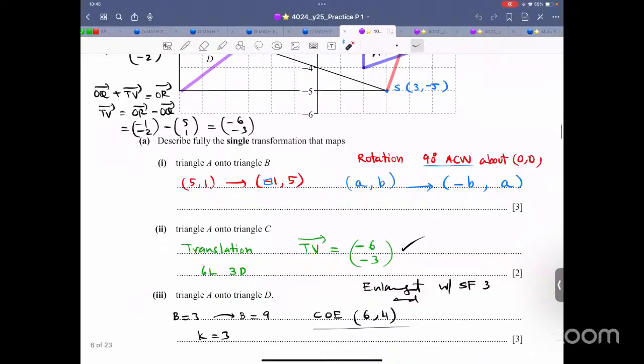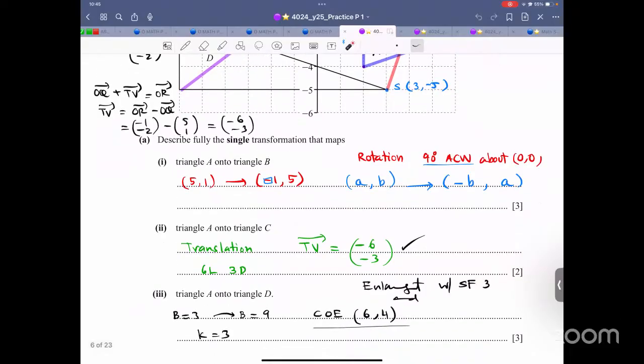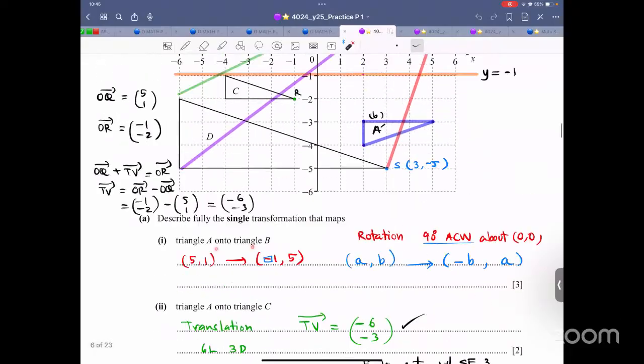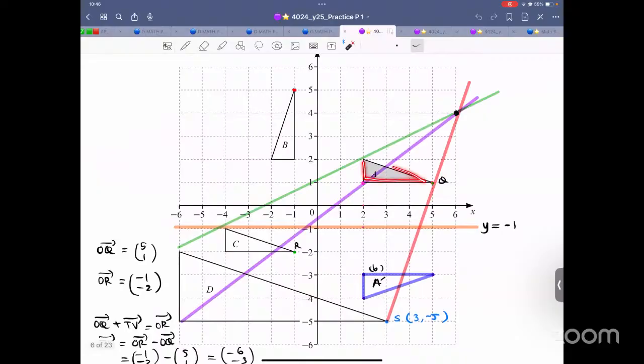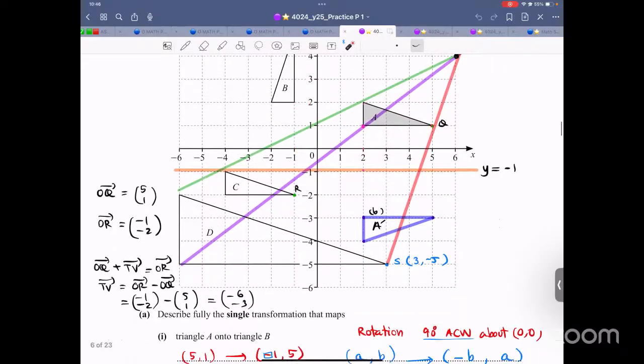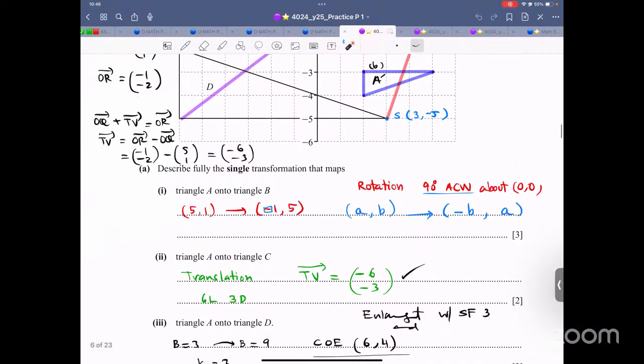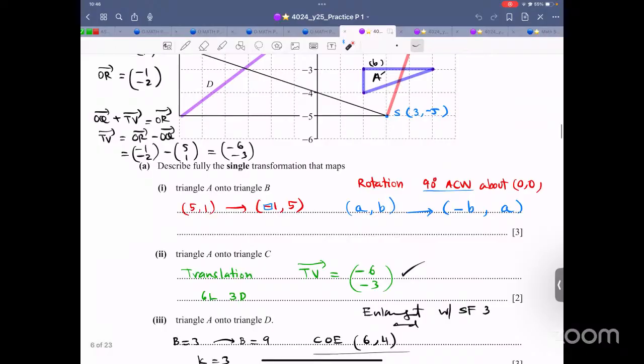Something like this. Describe a single transformation that maps A onto B. So this is A. This is becoming B over here. Now the height becomes the base. Base becomes the height. Look at this. This is 2 comma 1. This is minus 1 comma 2. No change except for flipping things, stuff like that. So therefore, this is 90-degree anti-clockwise about origin.